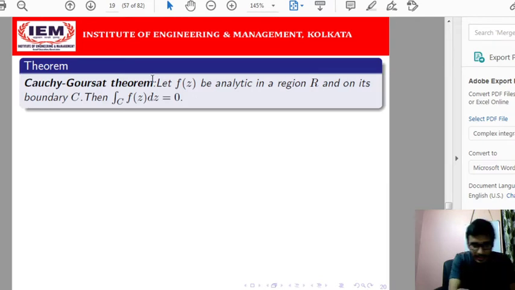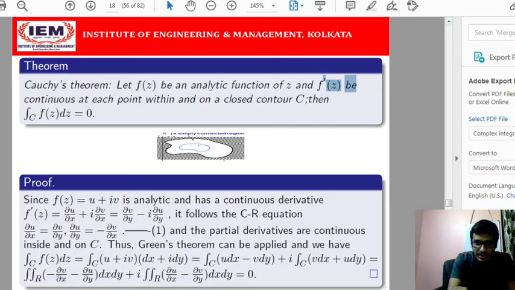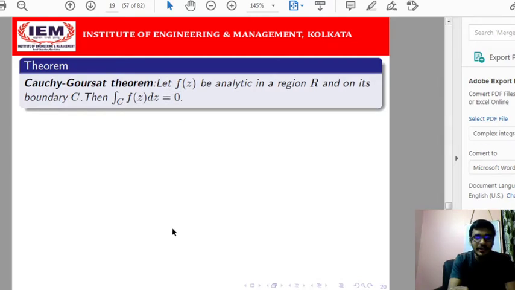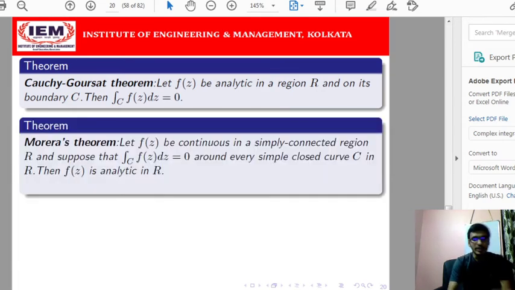This theorem states that let f(z) be analytic in a region R. There we have considered the closed contour and its boundary C, that means the region R and its boundary C. Then the line integration over C of f(z) dz will be 0. So both these conditions are applied. We can use the Cauchy-Goursat theorem to solve different problems, because this is a modified form of the Cauchy integral theorem. Then the reverse of the Cauchy theorem is Morera's theorem.